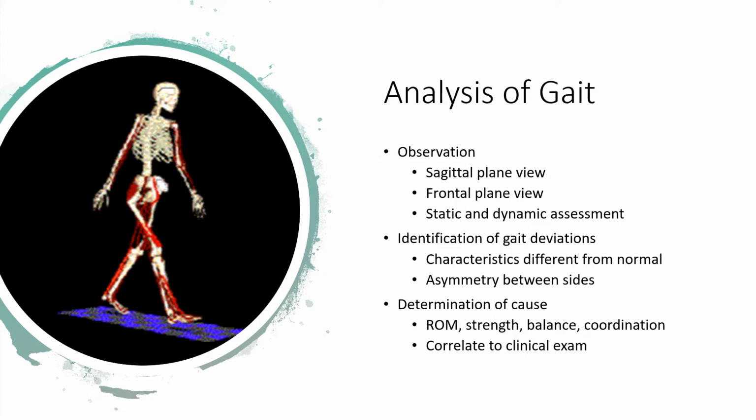And then determination of cause. So this is where our assessment comes in. We want to make sure that we're also assessing the patient's range of motion, strength, balance, and coordination, and make sure that the clinical examination is able to correlate to what we're seeing with the gait analysis.